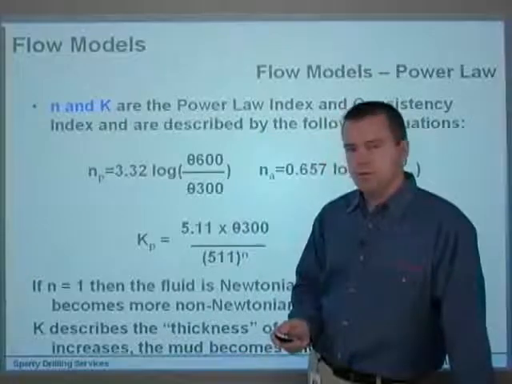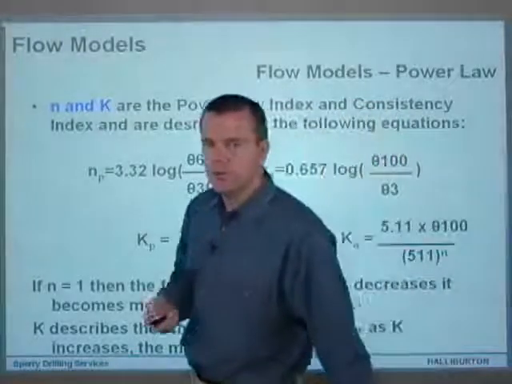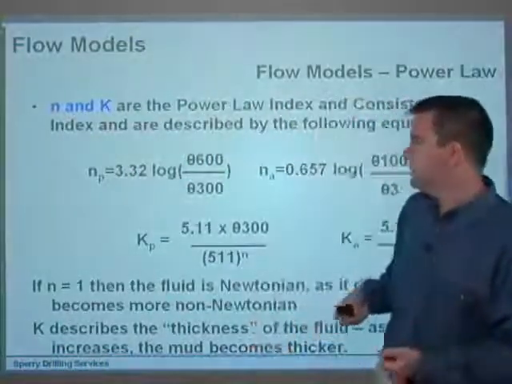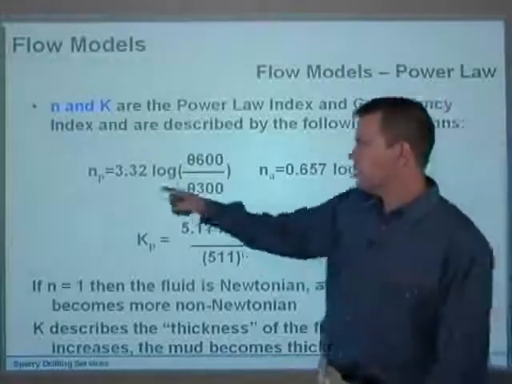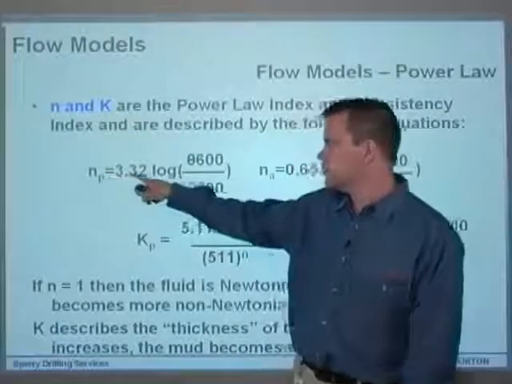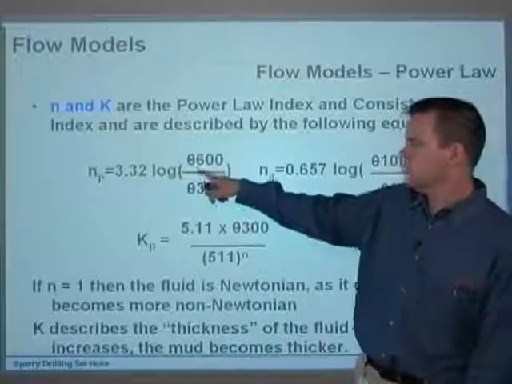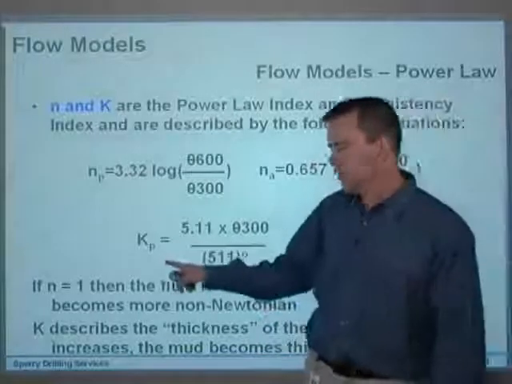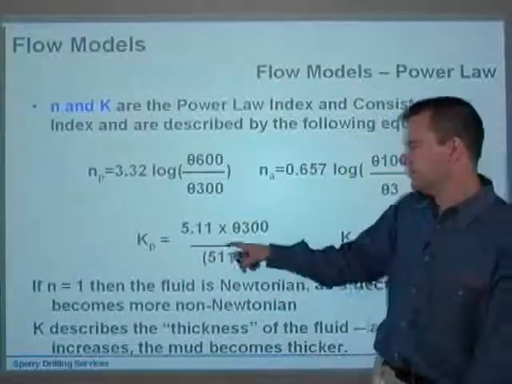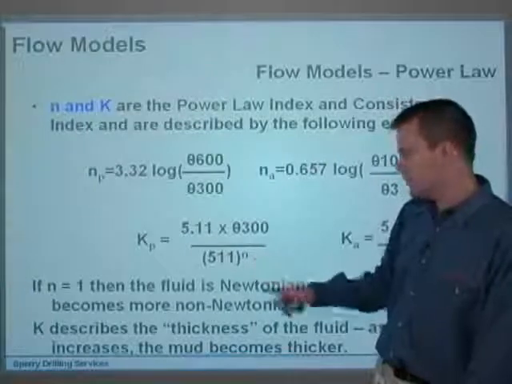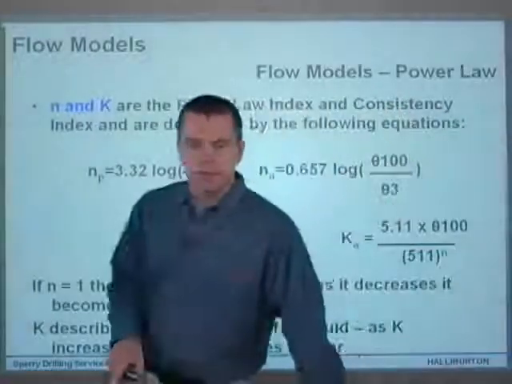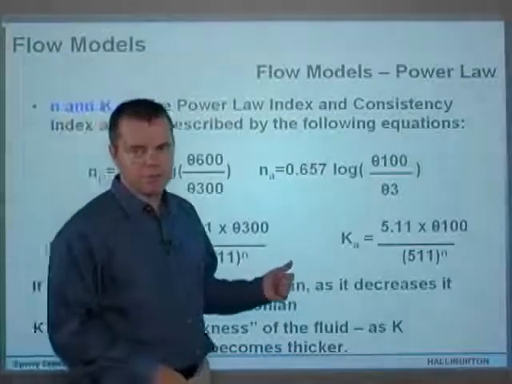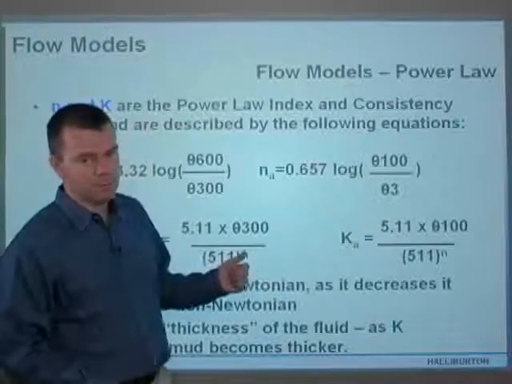Now, n and k in the Oswald de Waele power law are basically the power law index and the consistency index. And they're described by the following equations. Well, n in pipe, n sub p, equals 3.32 times the log of theta 600 divided by theta 300. And k in pipe is 5.11 times theta 300 divided by 511 to the power of n. I'm not going to explain where these all came from. Just accept that they were derived by this chap, Oswald de Waele, and leave it at that.